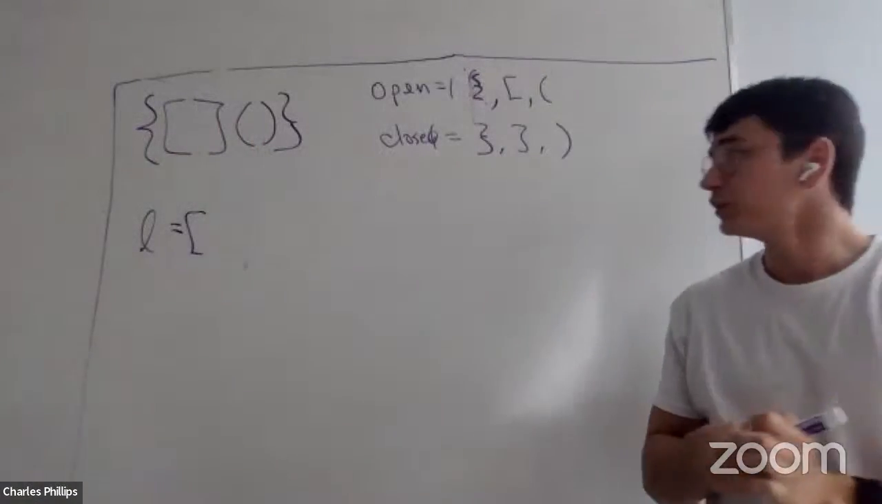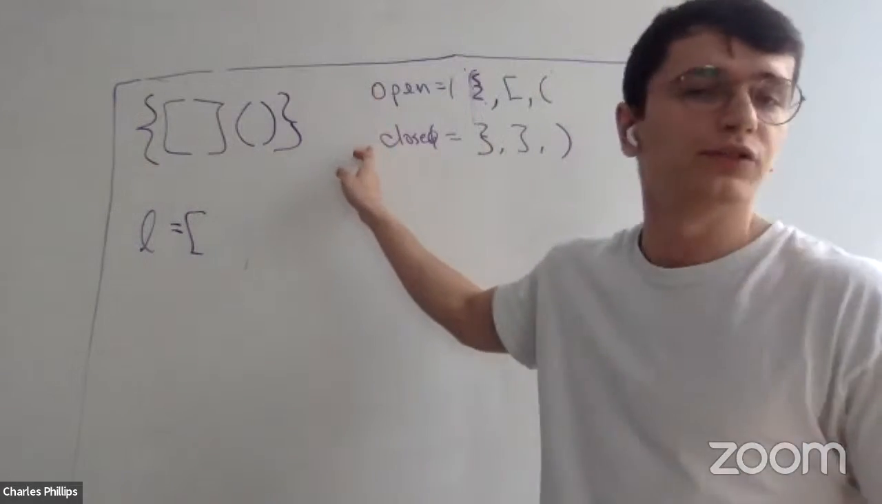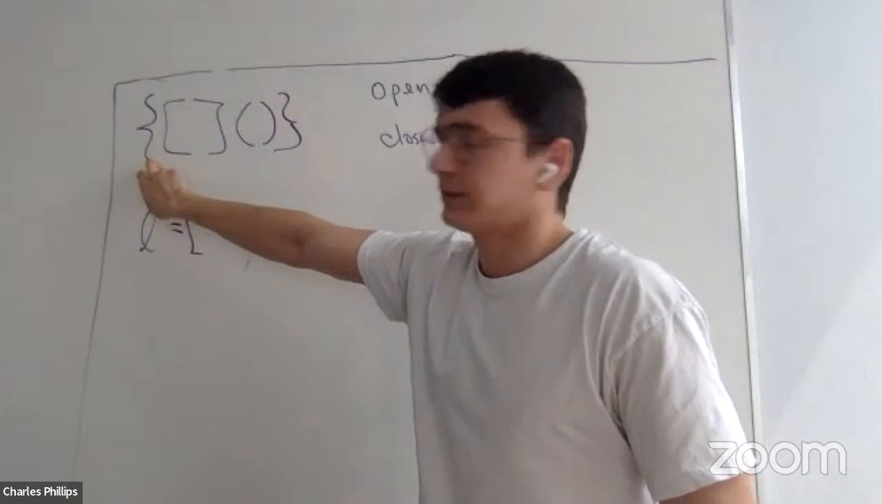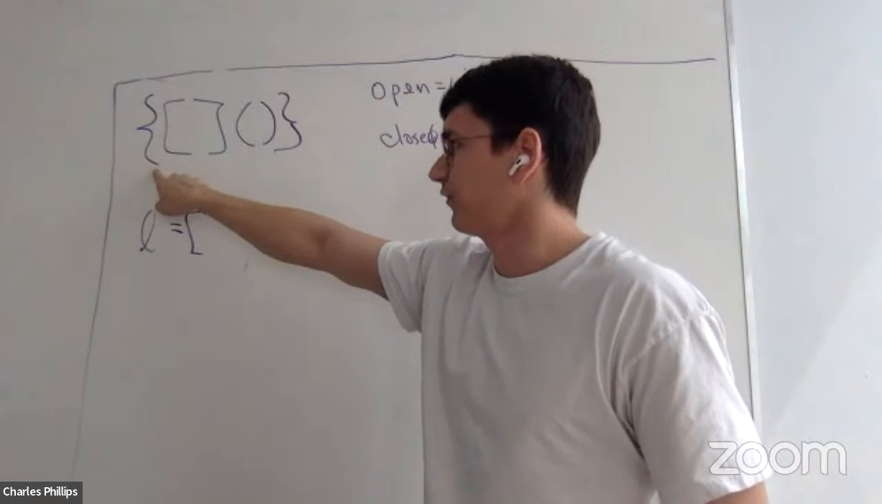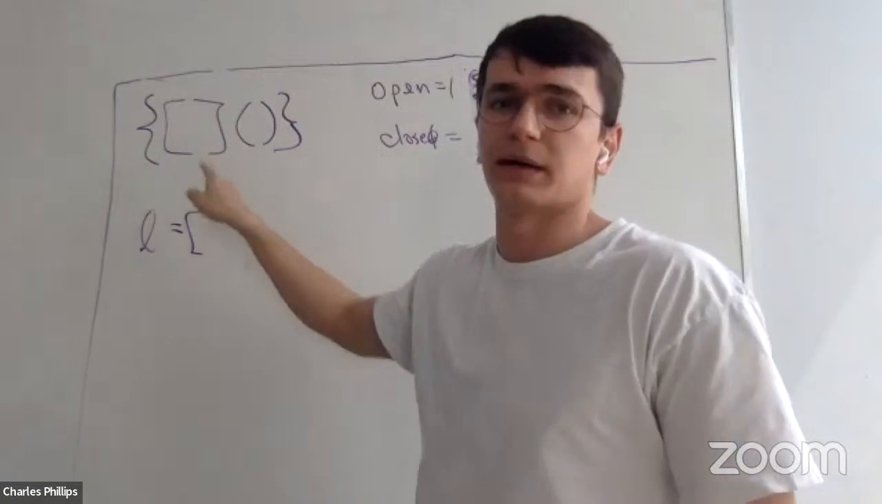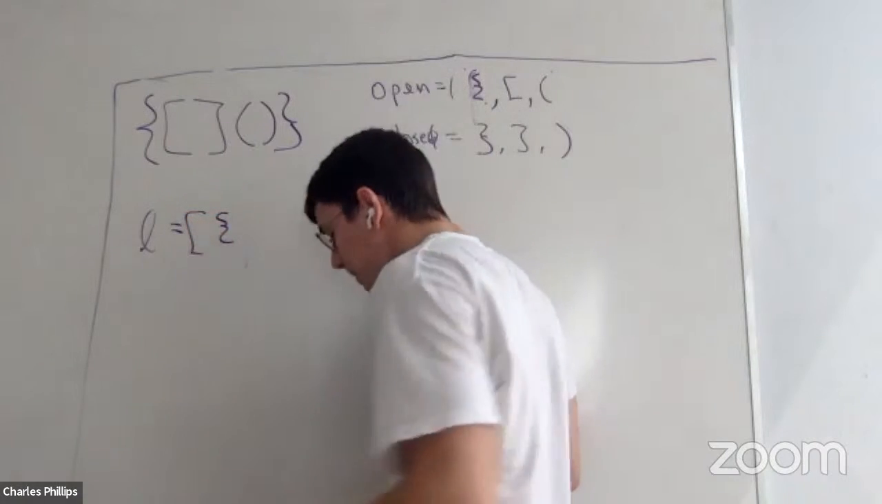Right. And I'm going to track through every character, and whether it's open or closed, I'm going to do something different. So this is what I'm going to do. I'm going to look at the first character. I'm going to say, for every character in the string, we'll start with the first character. If it's open, I'm going to add it onto my list. So that's what I'm going to do here. I'm going to add it onto my list.